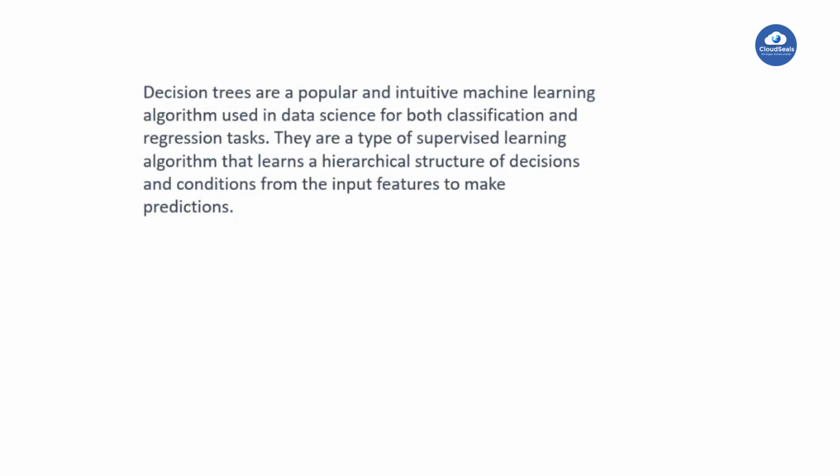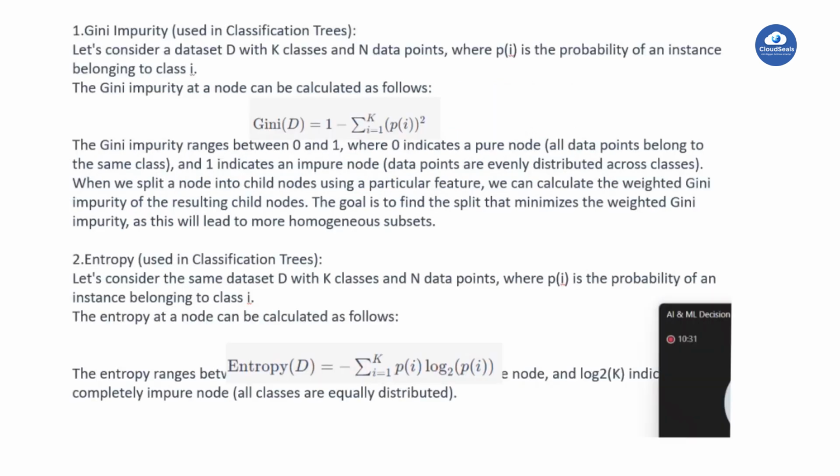While conducting the clustering session, I already told you about the hierarchical structure. Hierarchical structure means it first takes the root feature which has the highest information to split. Then it goes on until each node becomes a cluster. The same hierarchical structure of decisions and conditions on the input features is used to make predictions. We use the same concept for decision trees also. Here we need to know some methods to calculate the root feature and the leaves. There are some types: Gini impurity and another one, entropy.